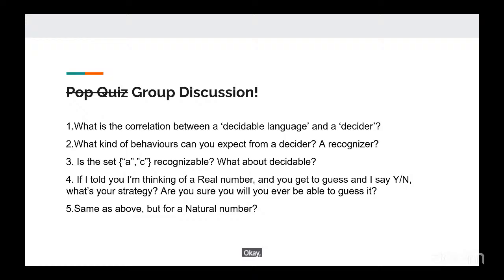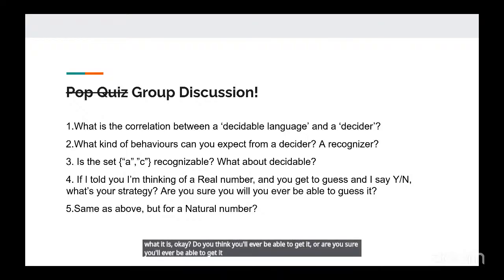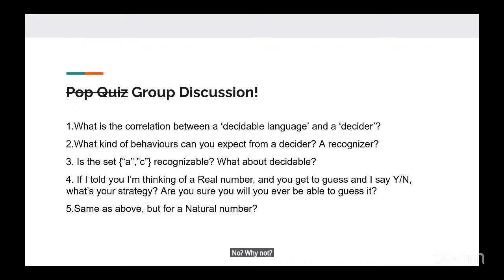Okay. Questions 4 and 5 are sort of related. So the game is that I'm thinking of a real number, and all I'm going to say is yes or no when you guess what it is. Do you think you'll ever be able to get it, or are you sure you'll ever be able to get it? No. Why not? You could go on for infinity. Yeah. We've gone for infinity.